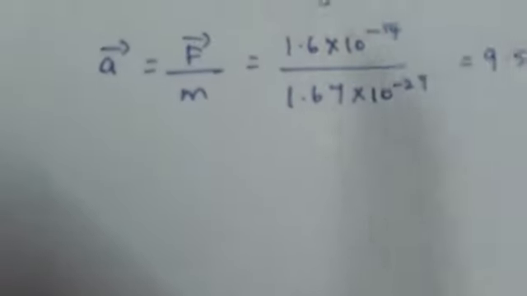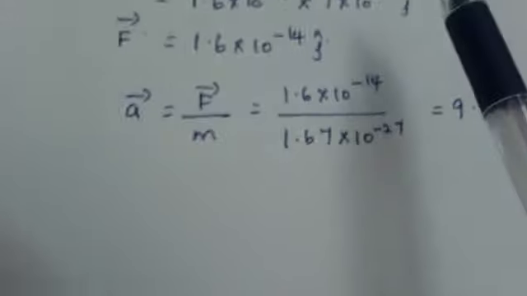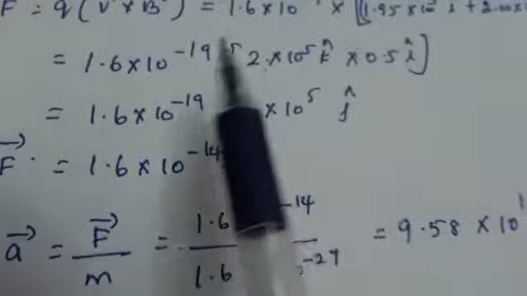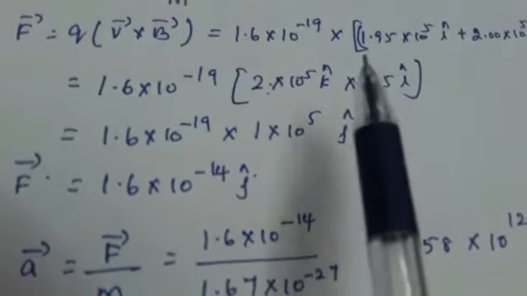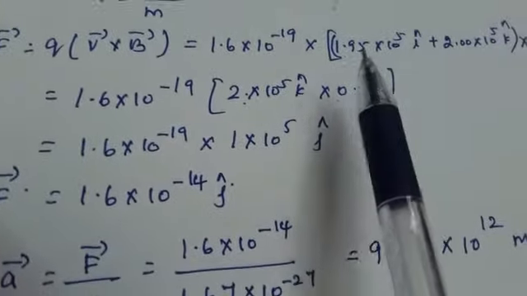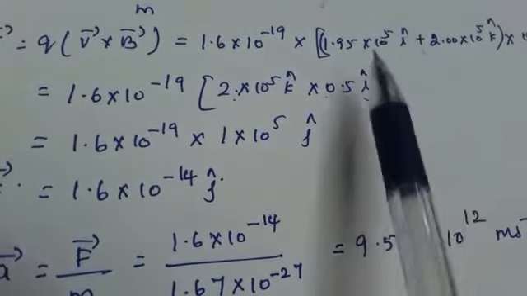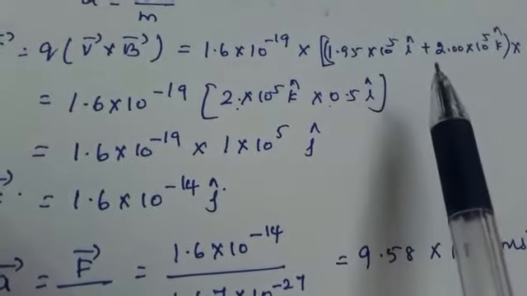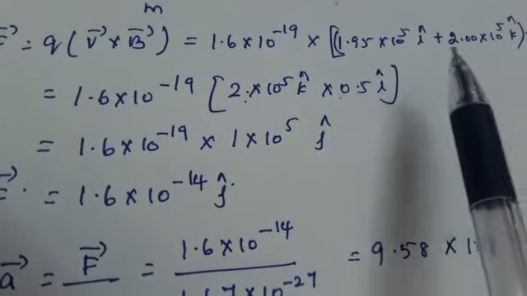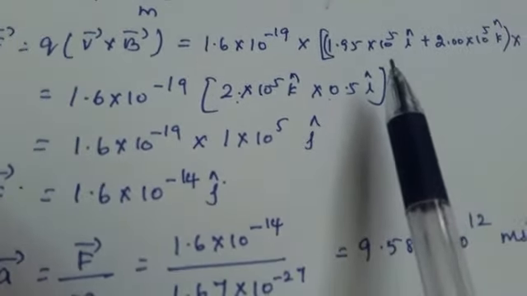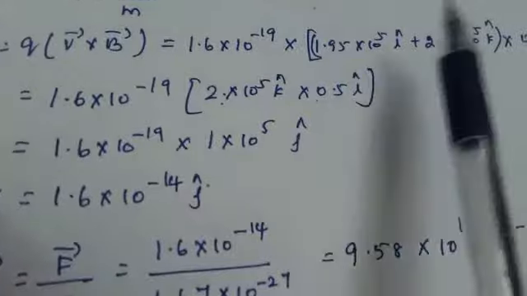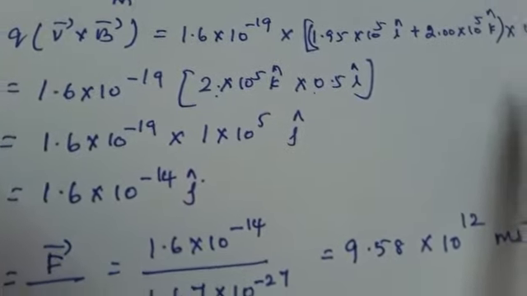Now we have to find out whether the path is circular or helical. For that we have to take the velocity of the particle. The velocity of the particle is along two directions: one along the positive i direction, another along the positive k direction. So one component of the velocity is parallel to the magnetic field.